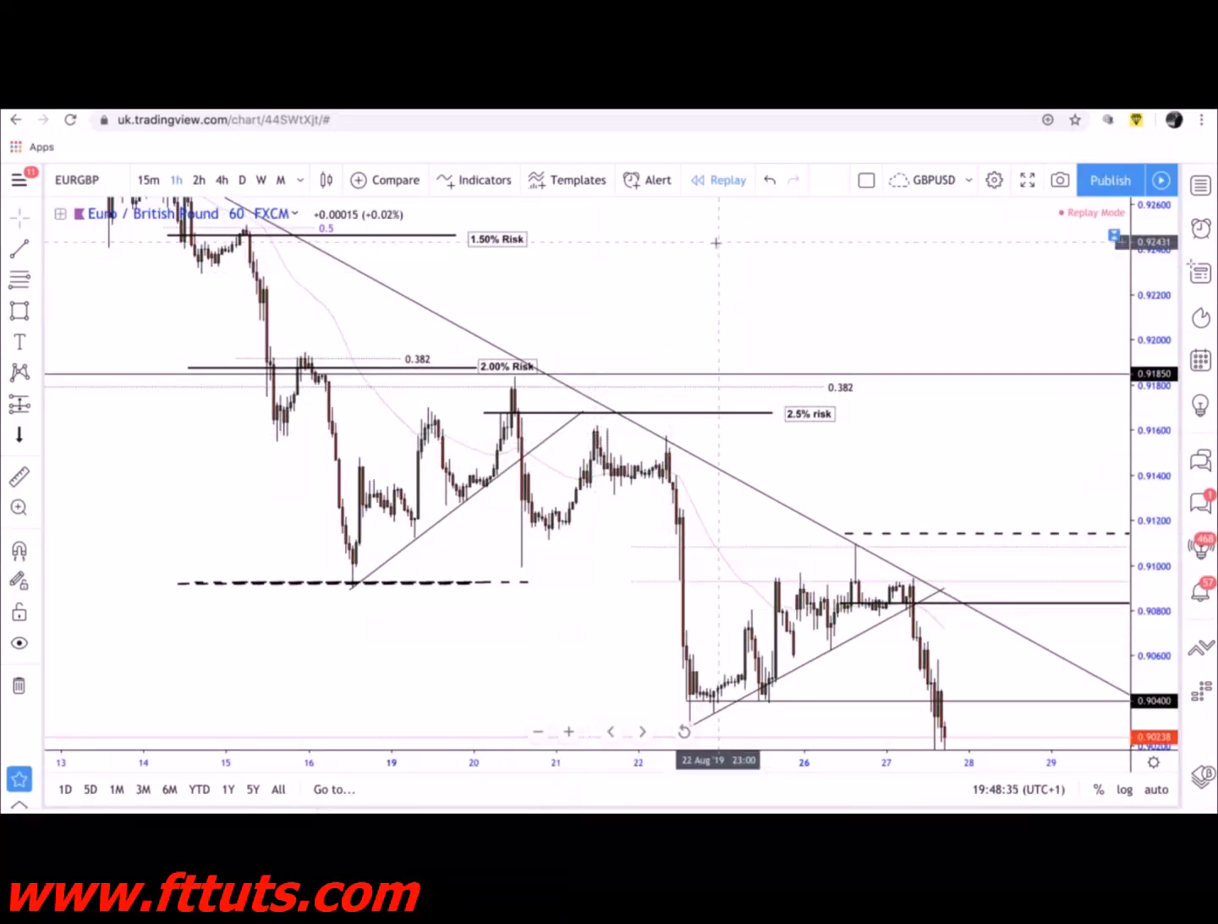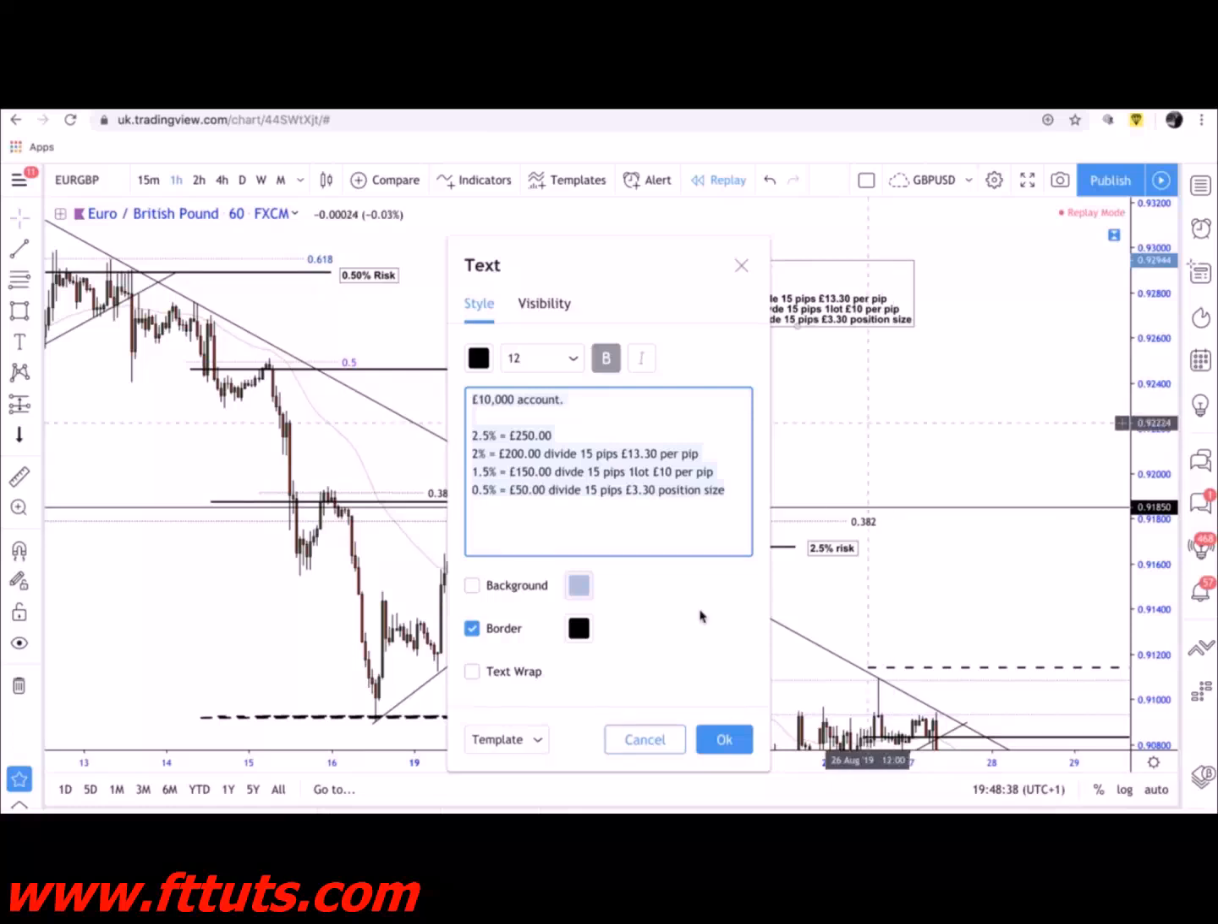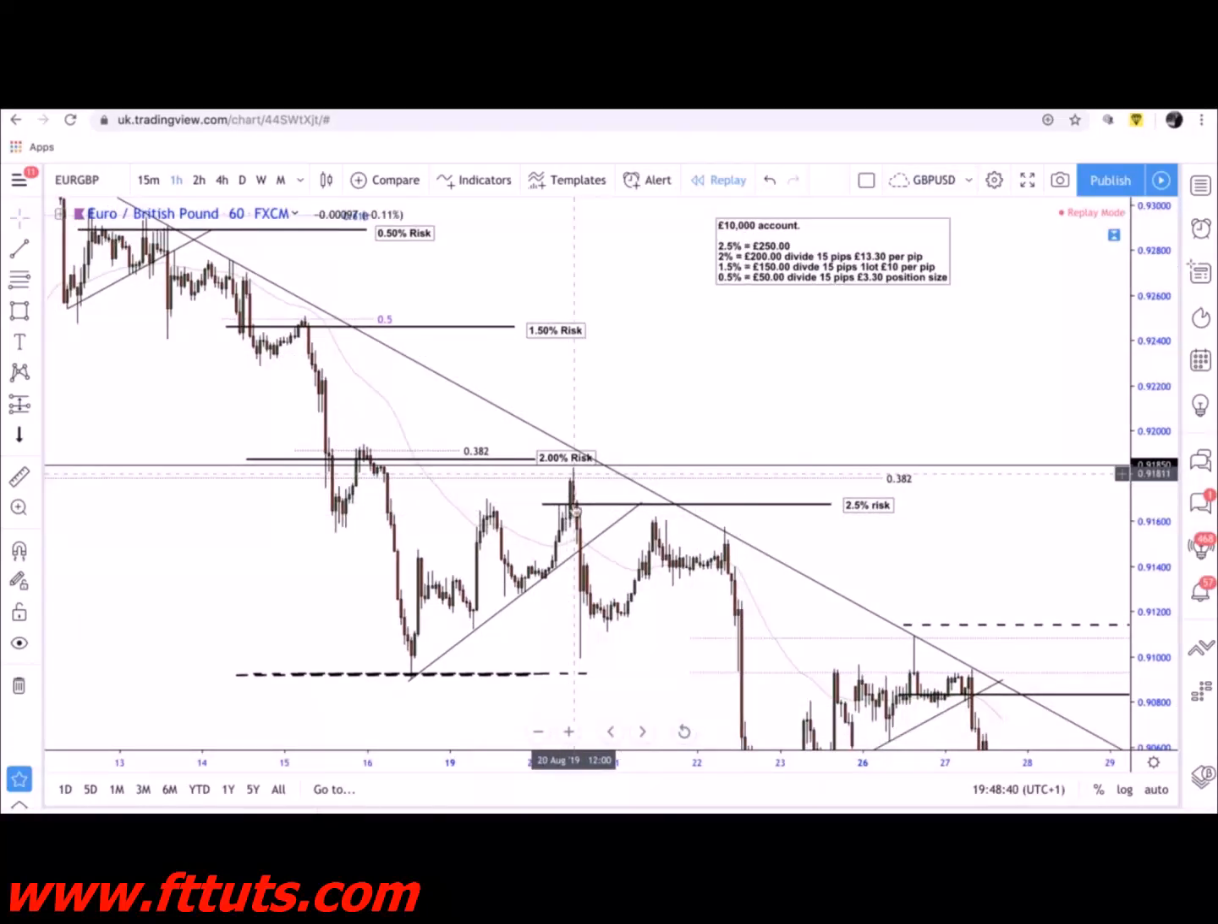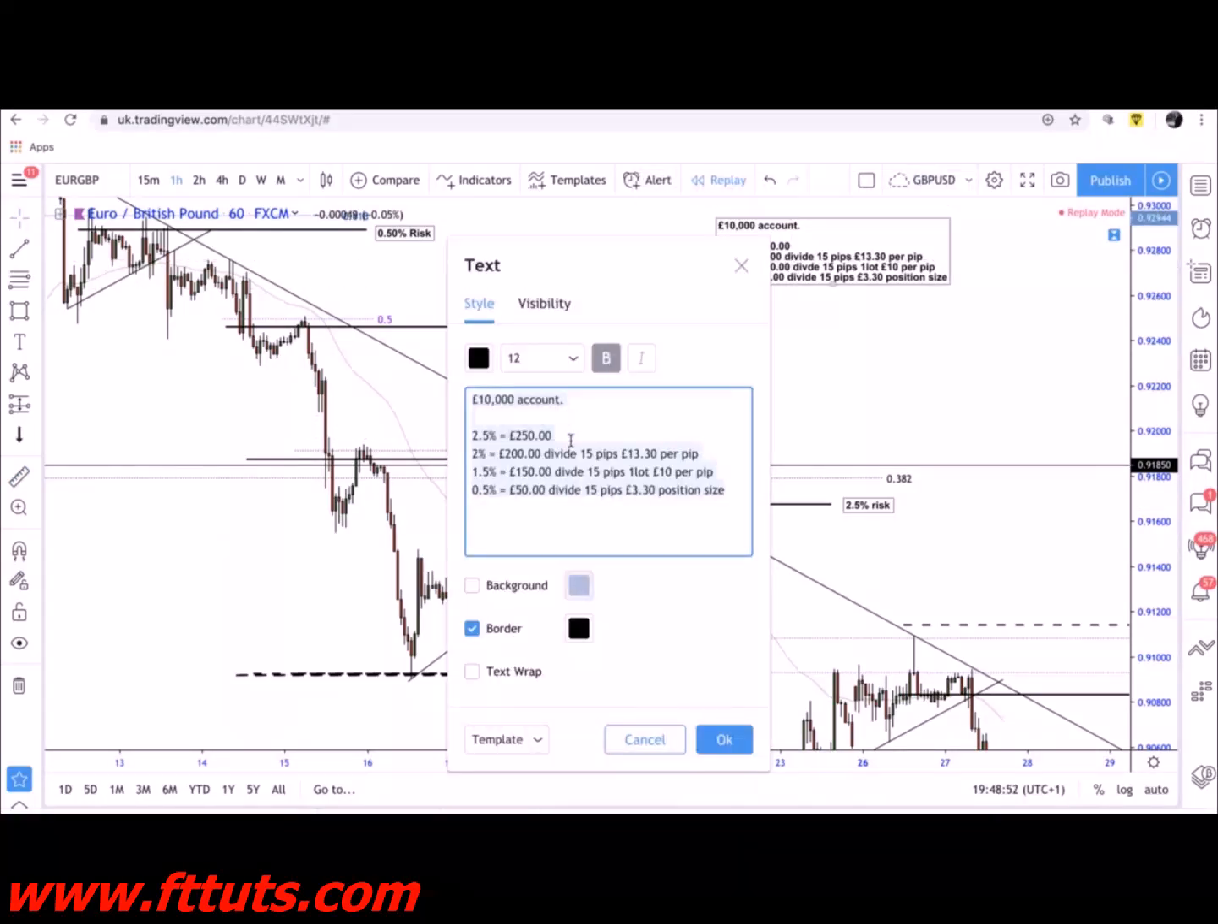And then on this position here, we were doing 2.5%. We were getting in on this hourly candle, so our stop would have had to be above here. We would have had to do a bigger stop on this one, maybe something like 30 pips. So we do 250 divided by 30 equals £8.33. So the position size would be 0.83, which equals £8.30 per pip.